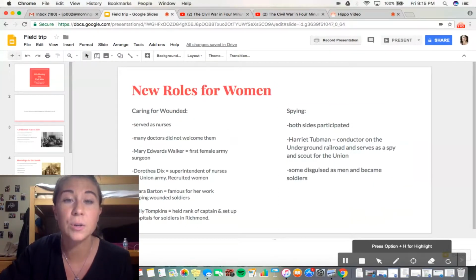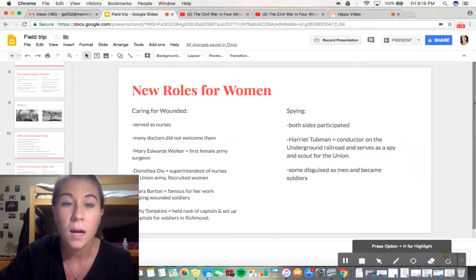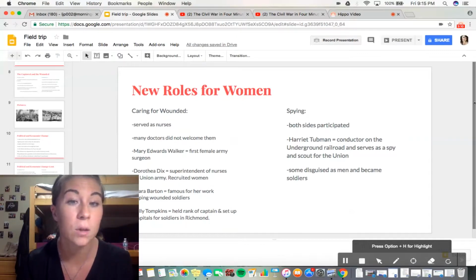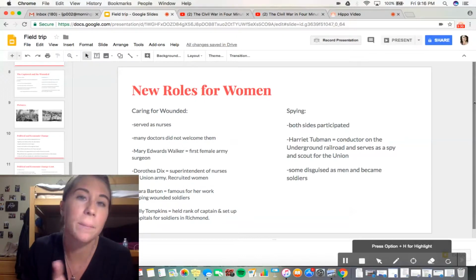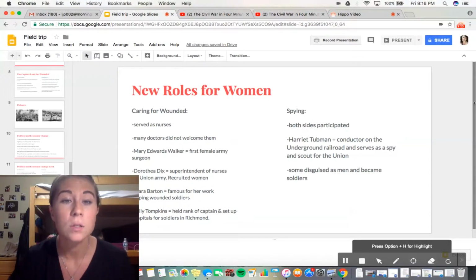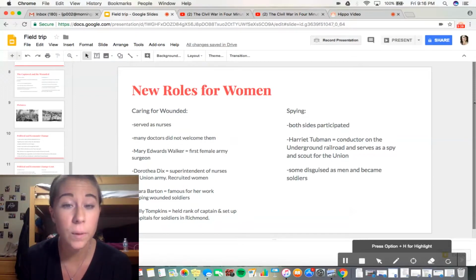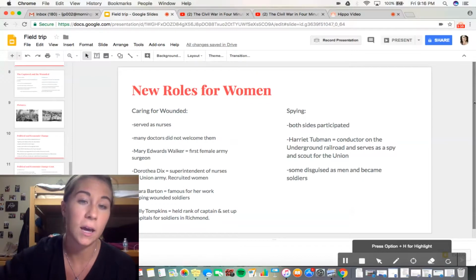There were also many new roles for women. To begin, many of them started caring for the wounded, so they became nurses. Many doctors did not welcome them, though, because they thought this job was mostly for men, so they didn't want them coming into a bad situation that could hurt them. Mary Edwards Walker was one of the first and most important women. She was the first female army surgeon, so she helped bring the women up, and she also helped recruit women.